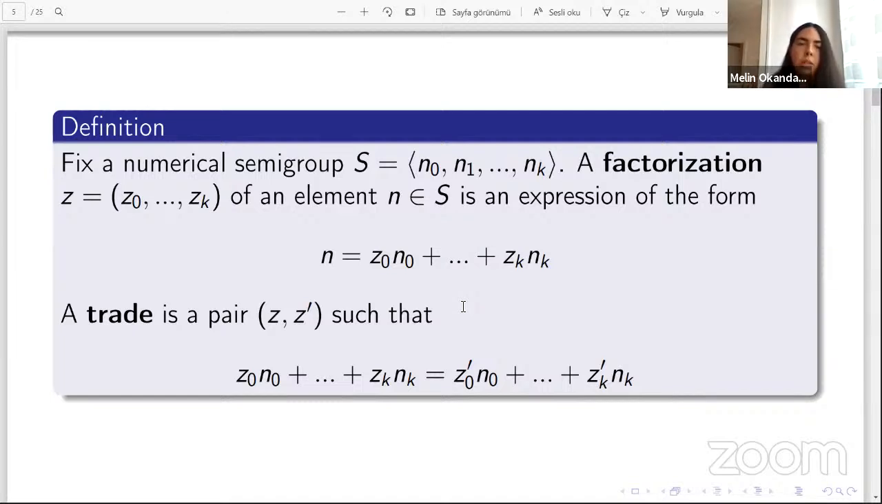So what is a trait? A trait is a pair of two factorizations that give the same element in the numerical semigroup. Here you may have observed that each coordinate of the factorization is multiplied with the corresponding generator. For example, z0 is multiplied with n0, zi is multiplied with ni, zk is multiplied with nk, and we sum all this up to get this element in the numerical semigroup. This is a trait when these factorizations actually correspond to the same element.